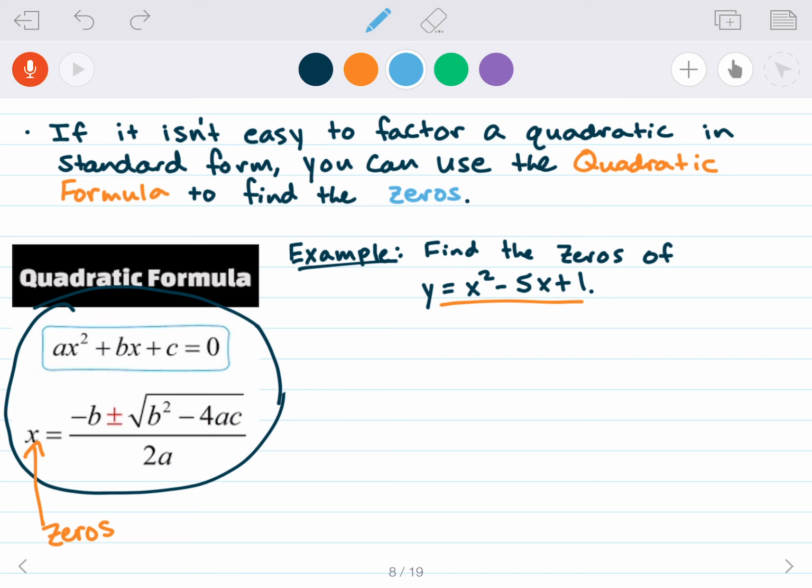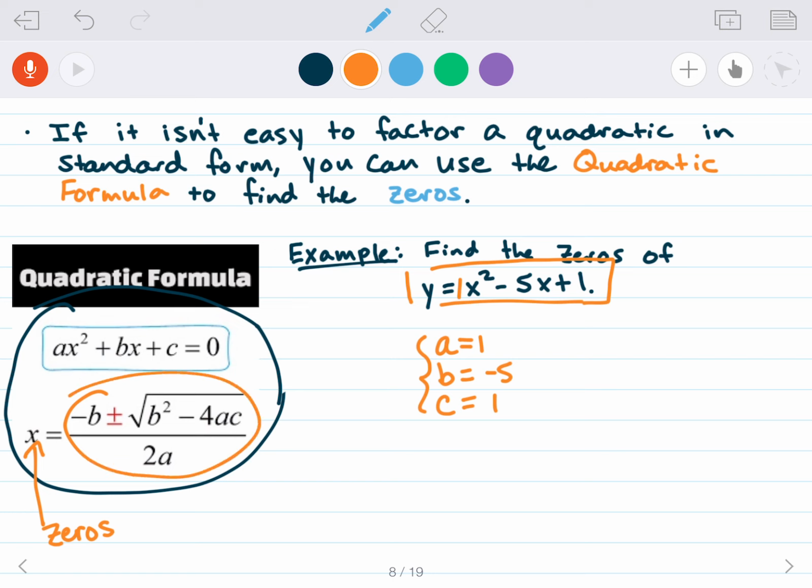So notice that we have a's, b's, and c's to deal with. I want to start by looking at my standard form and identifying what a is, what b is, and what c is. So in our case, we can see that the coefficient of x squared is 1, and therefore a is 1. b is the coefficient of x, which in our case is -5. And c is the constant at the end, which is +1. Now that we have these three numbers, all we have to do is plug them into the formula for each letter. When we see a letter, we replace it with its corresponding number. And then we can simplify it and clean it up a little bit.